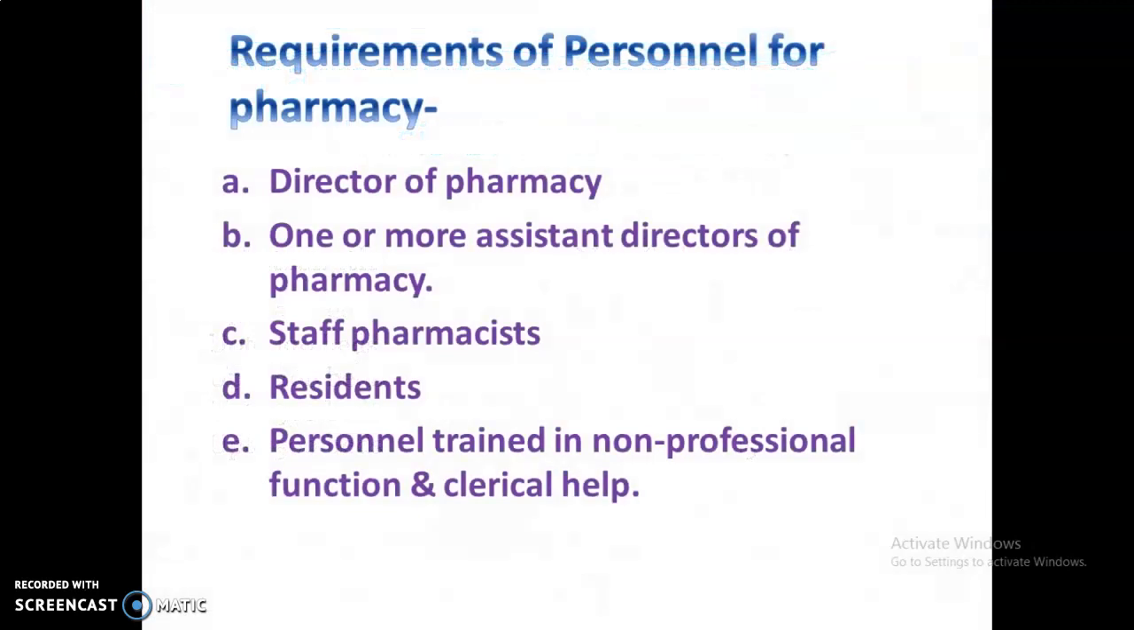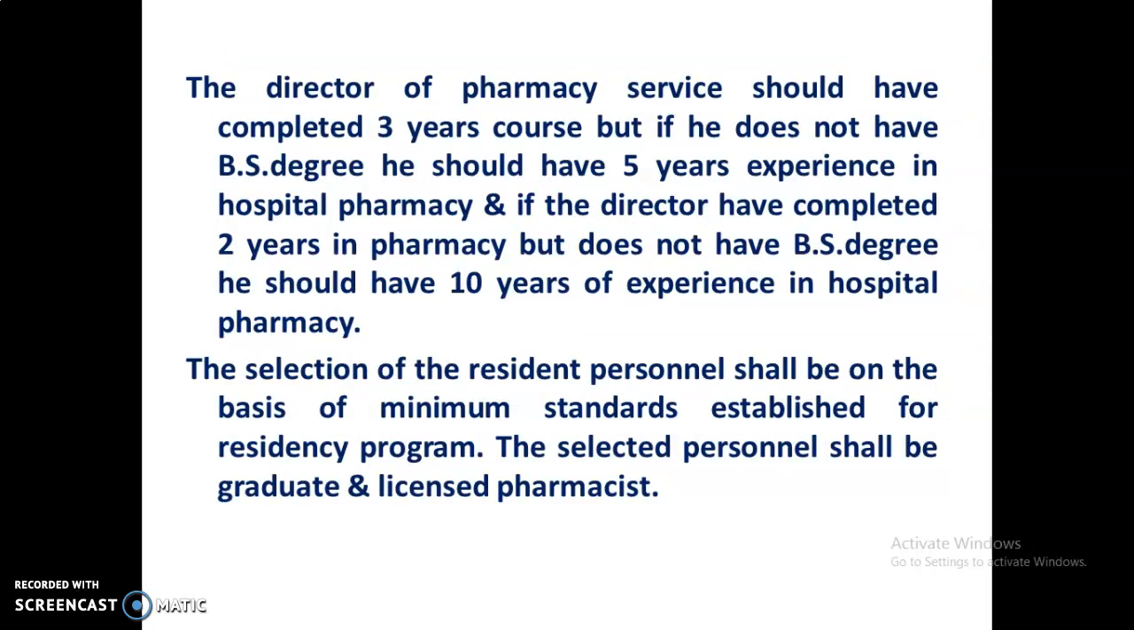So for requirement of personnel for pharmacy, there should be one director of pharmacy, one or more assistant directors of pharmacy, staff pharmacists, residents, personnel trained for non-professional functions, and clerical help. The director of pharmacy service should have completed a 3 years course, but if he does not have a BSc degree, he should have 5 years experience in hospital pharmacy. If the director has completed 2 years in pharmacy but does not have a BSc degree, he should have 10 years experience in hospital pharmacy.